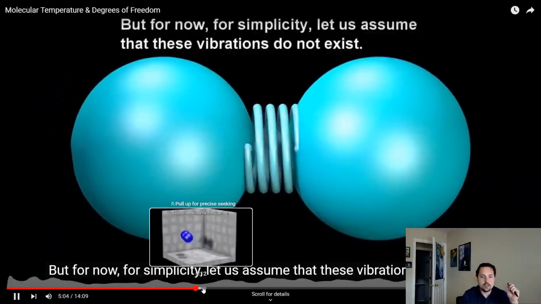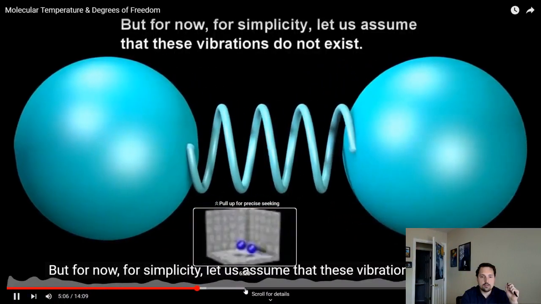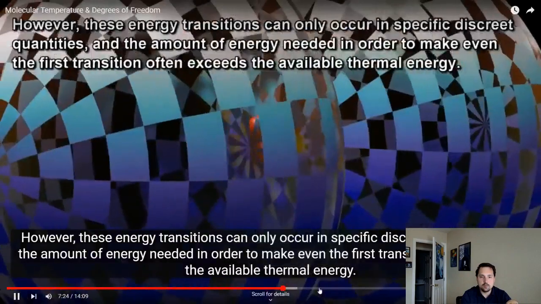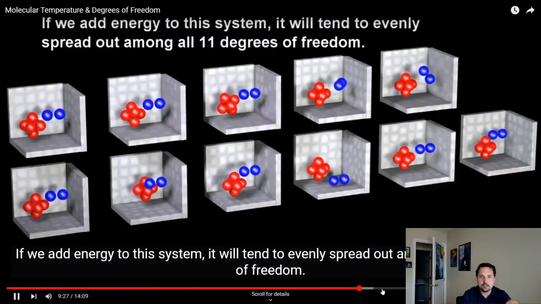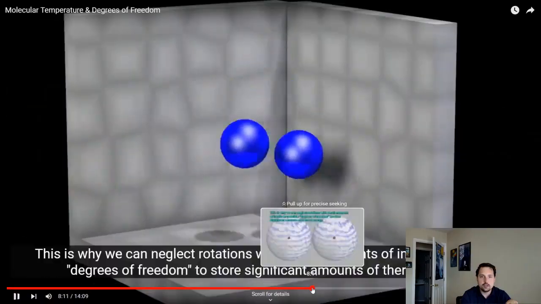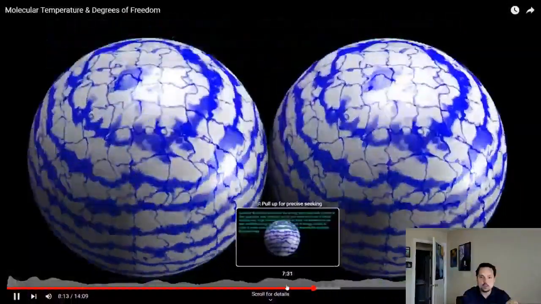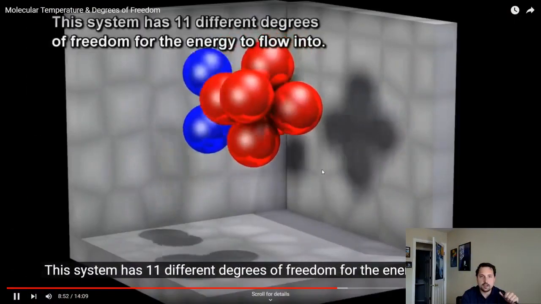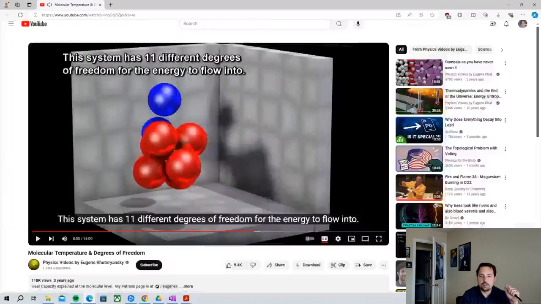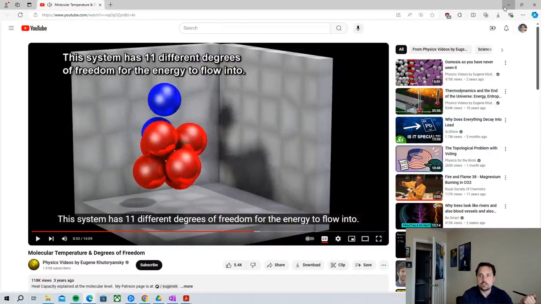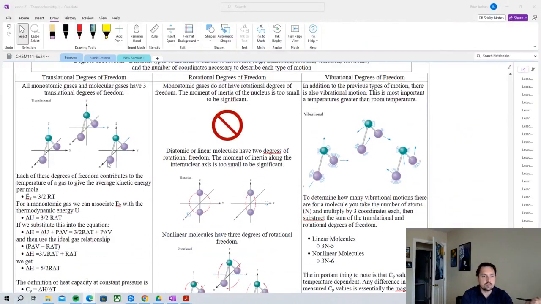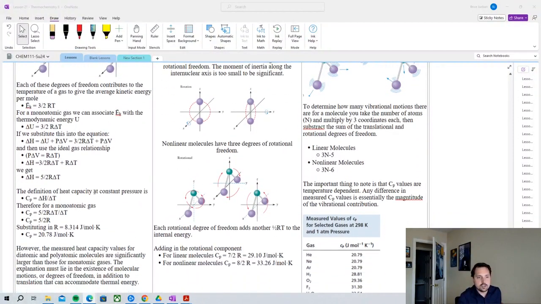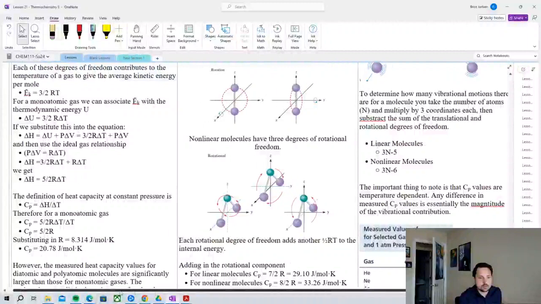Right now we're ignoring the vibrations, but let's see, for a linear molecule here. Let's see if I can find one. I don't think it talks about it in context with the other one. But for nonlinear molecules, there's an additional rotational degree of freedom, and that's all summarized in this context. And if you're interested, you can read about it. It's also at the end of your textbook.